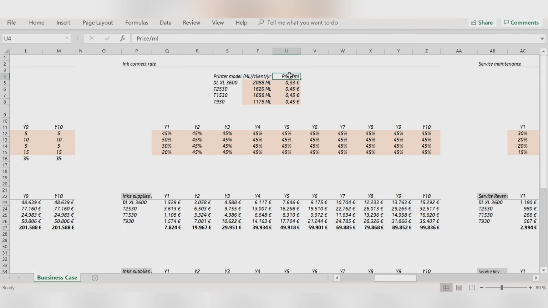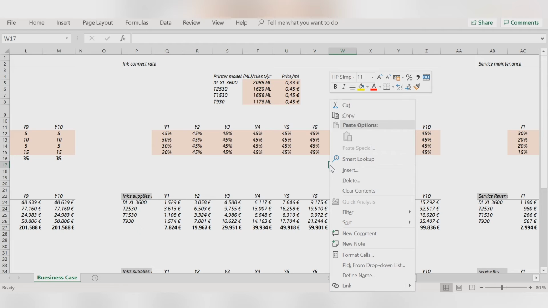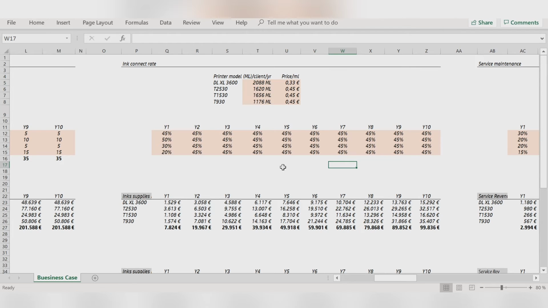And also here you have the price per milliliter, again given some assumptions that we have, but of course you need to change it to your own number. And then you have here another chart, which is the connect rate. This is critical. You need to calculate the connect rate, so basically how much ink revenue you will be getting out of each hardware sale.